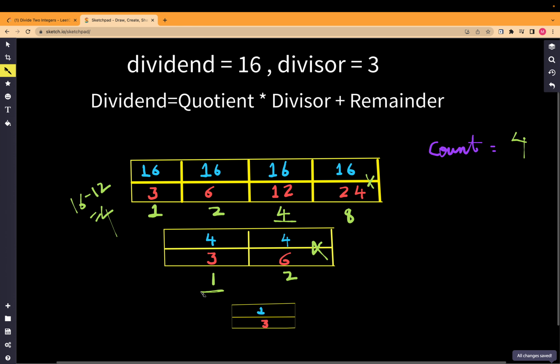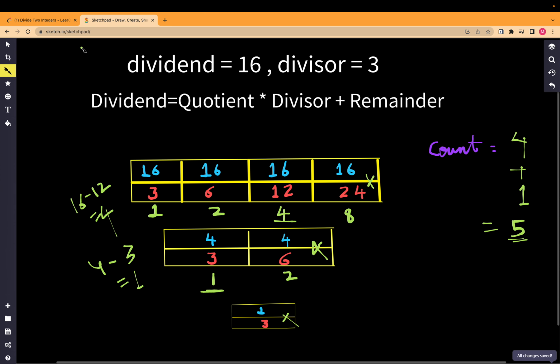So what is the count we can take? 1. The previous count plus the count we got in this step, that is 1. So now we will again subtract 4 minus 3 and go to the next step. It will give us 1. Then we will check if we can subtract 3 from 1. No, this is not possible. So our count will be 5, and that is what we will return as the output.